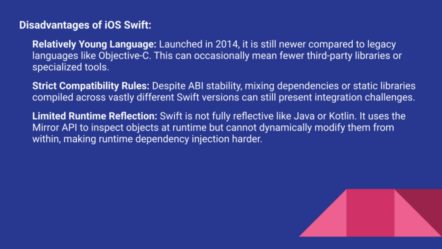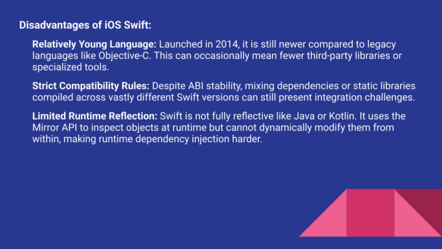First, Swift is relatively young. It was introduced in 2014, whereas Objective-C has been around since the 1980s. While the ecosystem is huge now, you might still occasionally find fewer open-source niche libraries compared to decades-old languages. Second, binary compatibility can still be tricky. Even with ABI stability, managing complex static libraries and dependencies compiled across shifting, older versions of Swift can still trigger integration headaches.